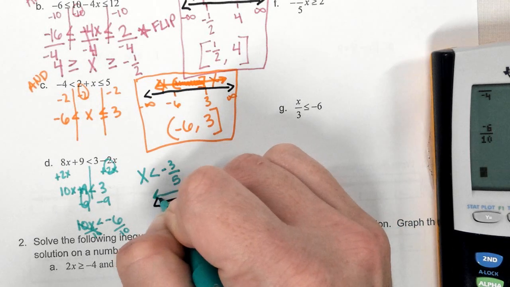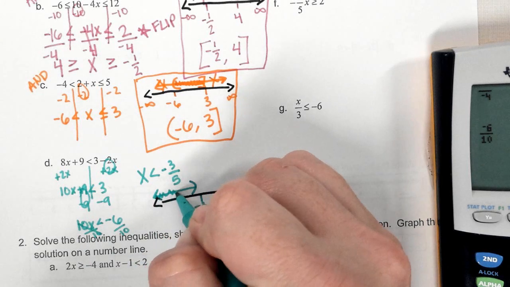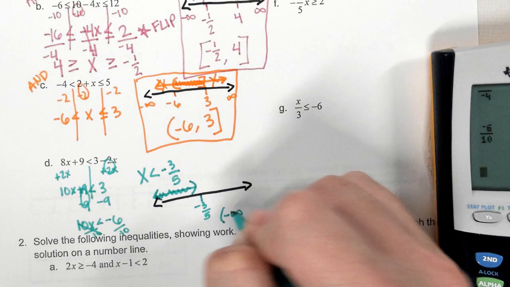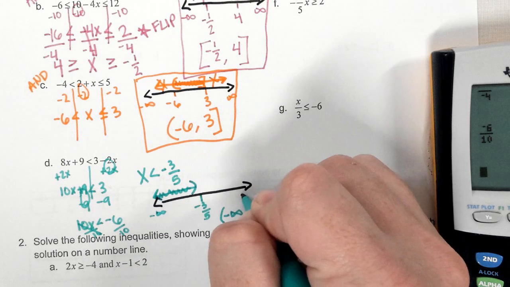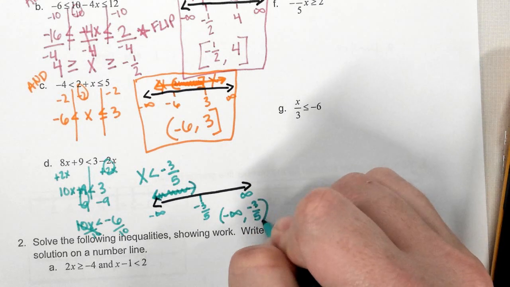Less goes to the left. It's not equal to, so it gets a parentheses. And this is alone, so it's everything. Therefore, it is negative infinity all the way to negative 3/5 with a parentheses.